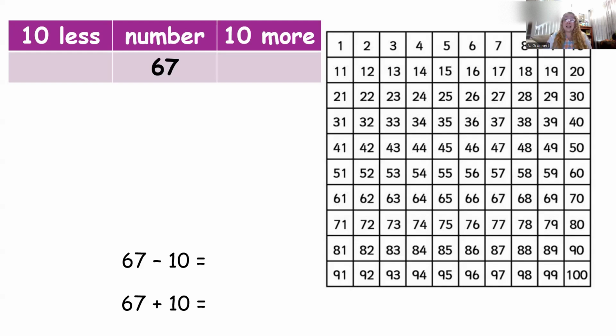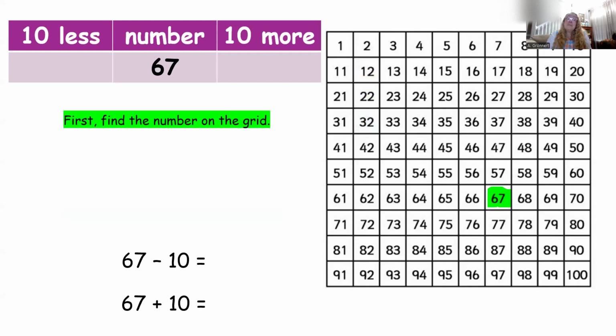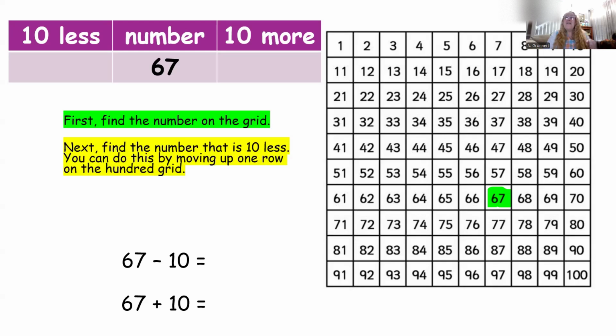Here's the number 67. Do you remember what to do first? You got it. Find that number on the grid and color it in. There it is, 67. Now, do you remember what to do next? Yes, find the number that's 10 less. And we go up one row. That's the number 57. Color that number in. Now we write it onto the chart. 57 is 10 less than 67.